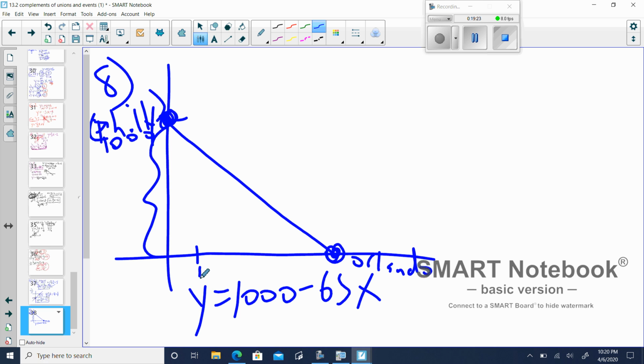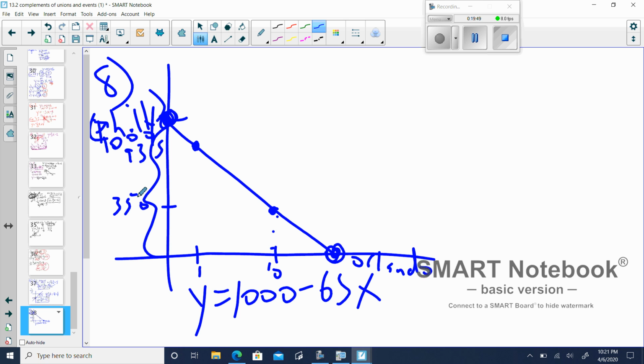So what's 1,000 minus 65? 935. So 65 times 10 is 650. So let's say 10: 1,000 minus 650 is 350. Or just graph a couple of points.